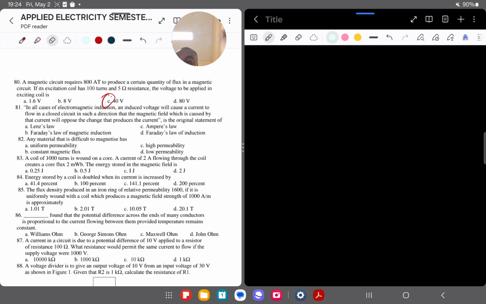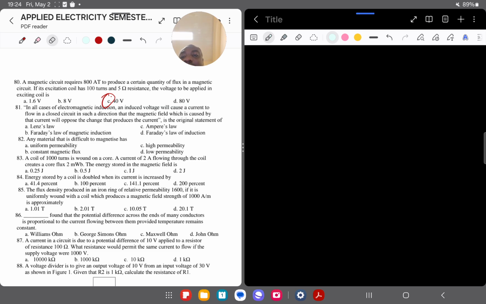We have question 81. In all cases of electromagnetic induction, an induced voltage will cause a current to flow in a closed circuit in such a direction that the magnetic field which is caused by the current would oppose the change that produces the current. Is the original statement of. So here they are just talking about a law, right? So which law is this talking about? The answer here is going to be Lenz's law, right?